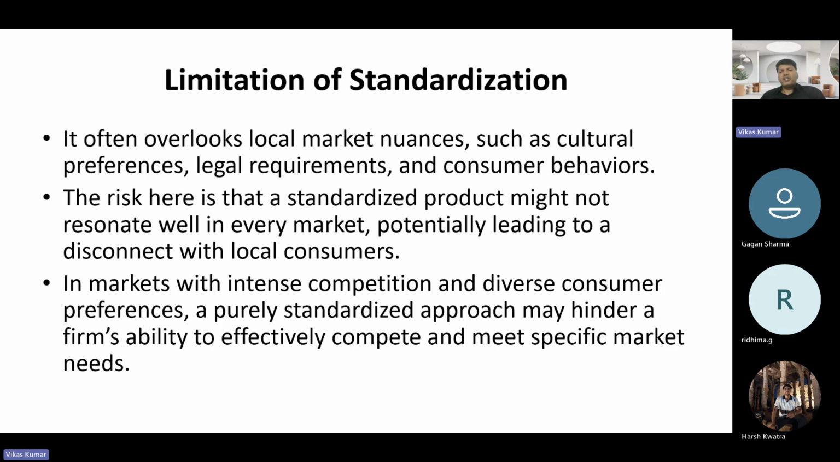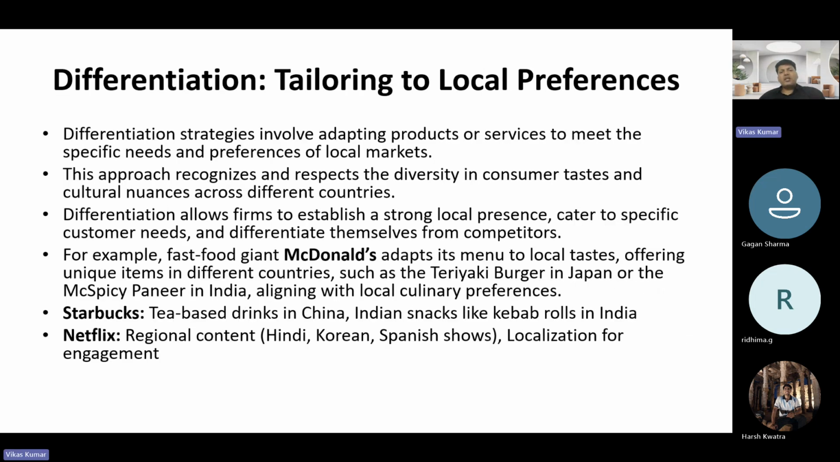So maybe because of standardization, some percentage of the market share one company should lose. In that condition, differentiation is the key. So what is differentiation? Differentiation is tailoring the product or services to the local preferences. Differentiation strategy involves adapting the products or services to meet the specific needs and preferences of the local market, the local requirement, the consumer behavior of that particular country or group of regions.